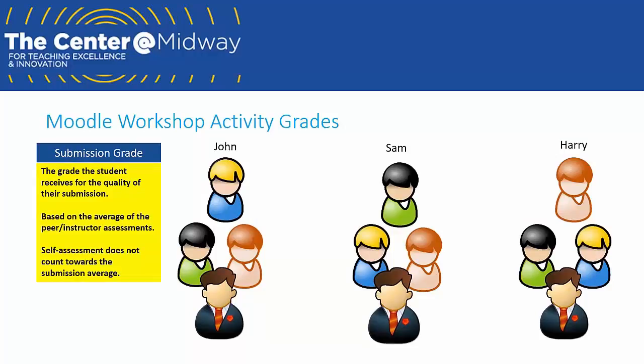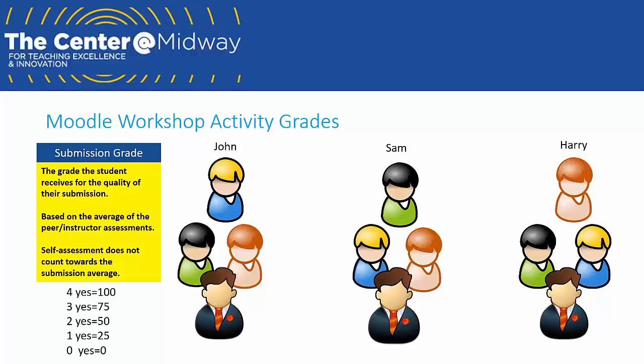Suppose that you've got a class, and in the class you've got John, Sam, and Harry. John turns in a submission, and it is going to be assessed by Sam and Harry and the instructor. Sam's submission is going to be assessed by John and Harry and the instructor. And Harry's submission is going to be assessed by John and Sam and the instructor.